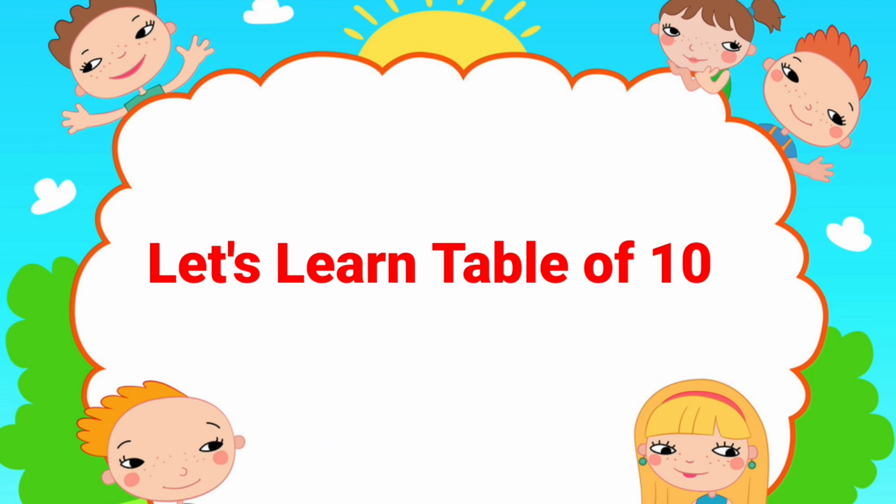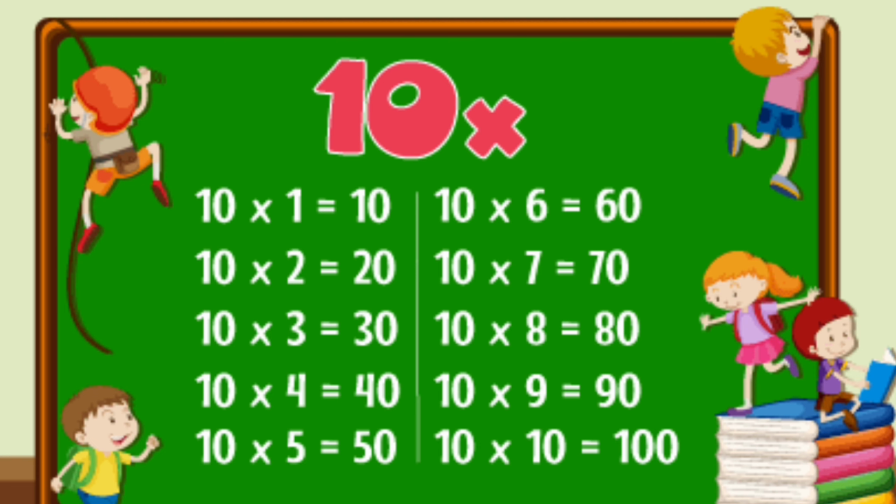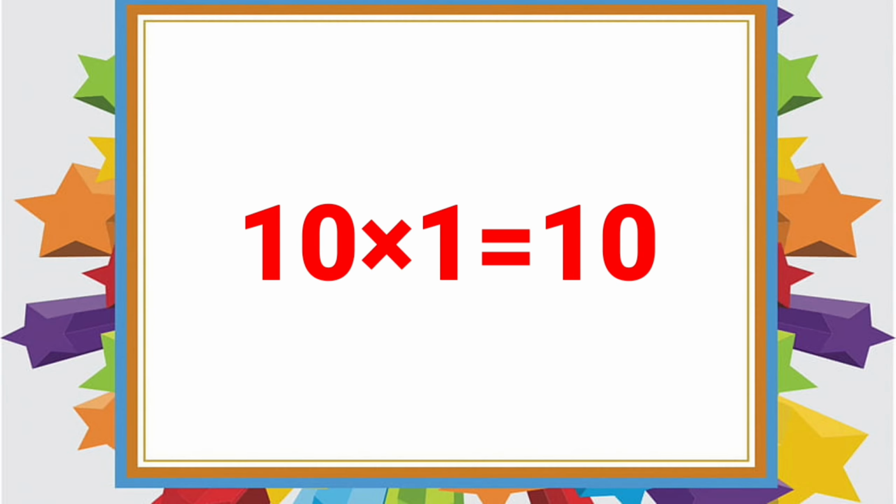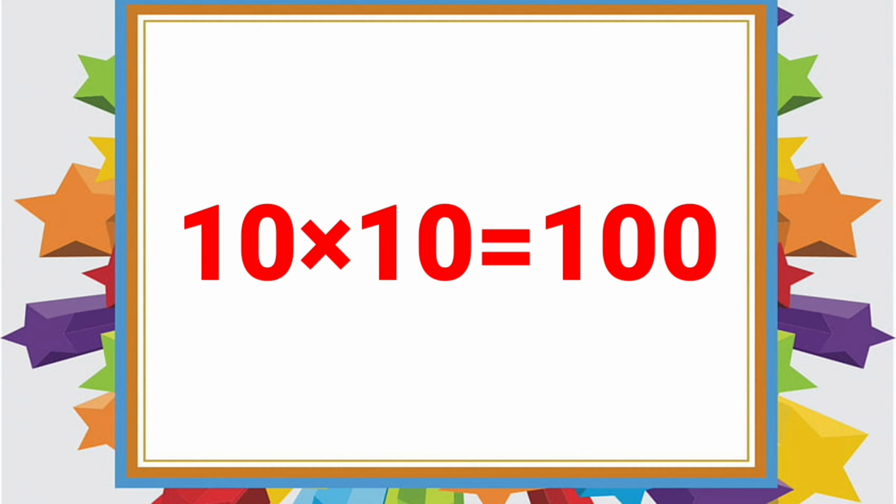Let's learn table of 10. 10 ones are 10. 10 twos are 20. 10 threes are 30. 10 fours are 40. 10 fives are 50. 10 sixes are 60. 10 sevens are 70. 10 eights are 80. 10 nines are 90. 10 tens are 100.